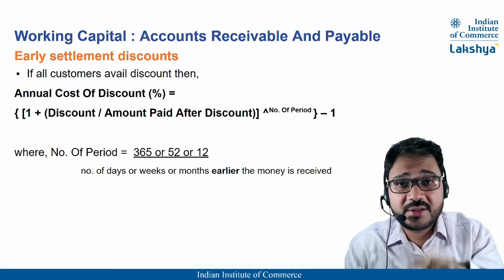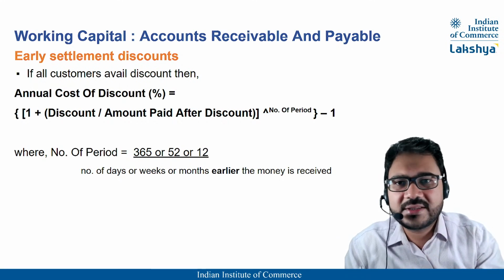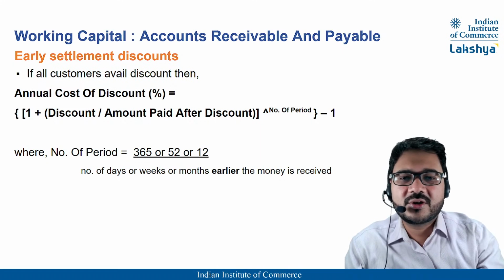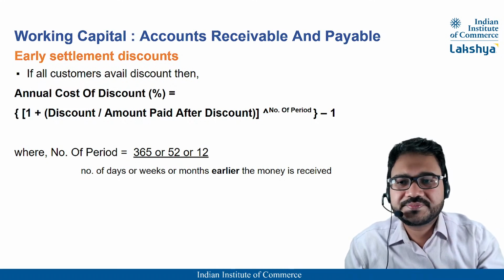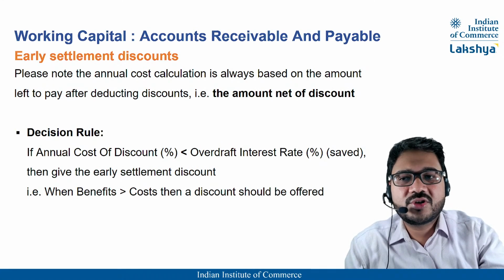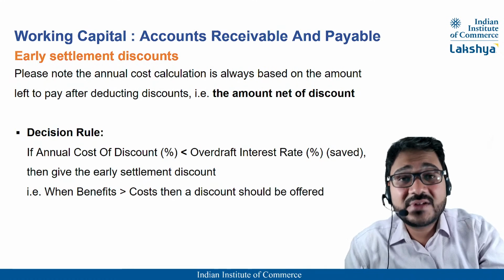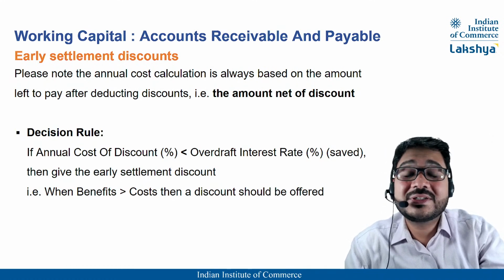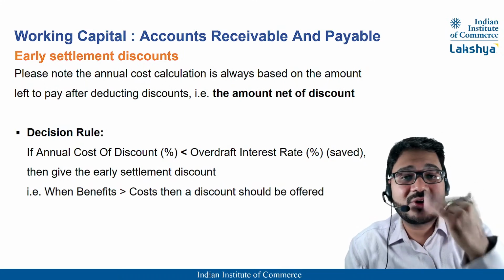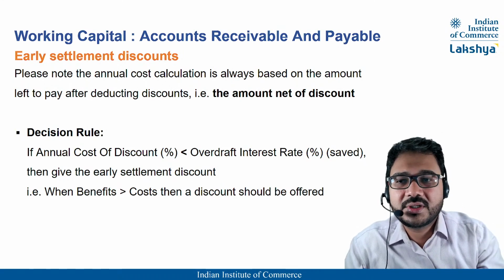Yesterday they used another formula. Anything you use, you will get the same answer. We prefer this formula in our classes, so follow this. Please note that the annual cost calculation is always based on the amount left to be paid after deducting discount, that is the amount net of discounts. That is, you will take 5 divided by 95, not 5 divided by 100, right?